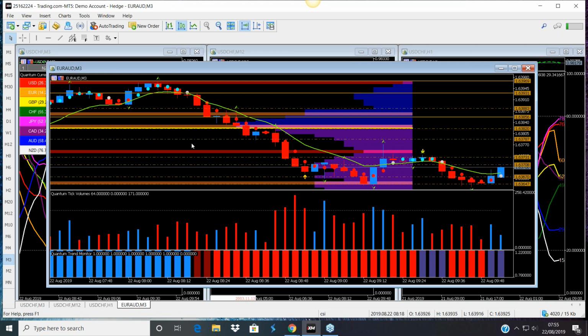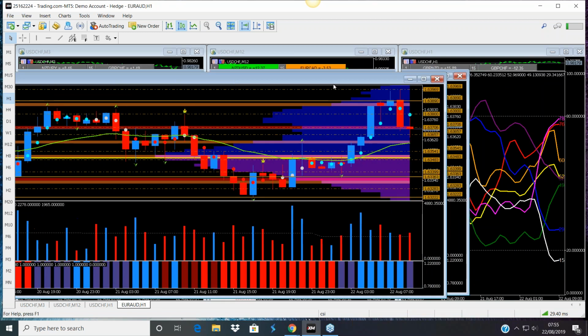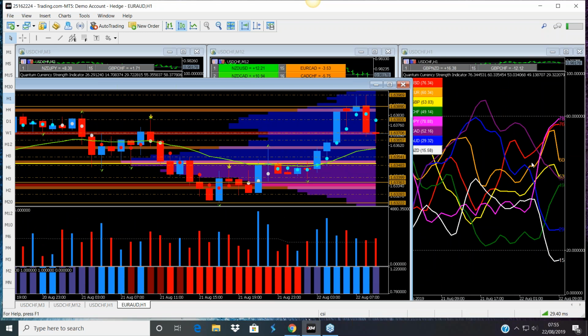Right, moving back to the Euro Aussie, as I said, let's look at the hourly chart. What did we have here? This was the move higher that was overnight in Asia. Euro is actually being bought. As we can see here, the euro was rising strongly in Asia. The Aussie was falling strongly in Asia.